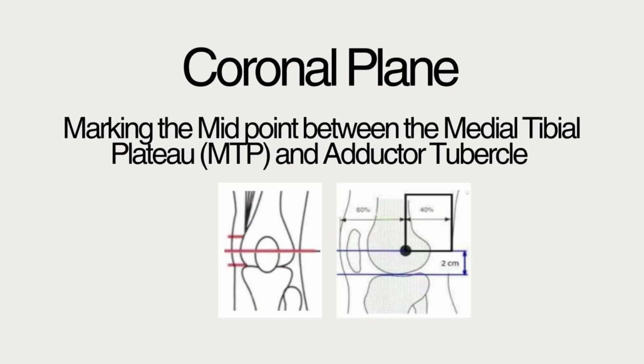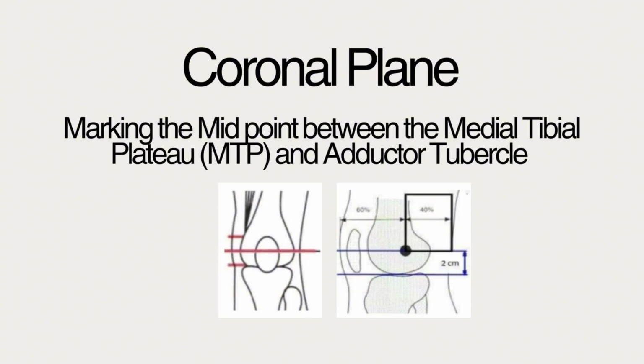On the coronal plane, you must find the location of the MTP, or medial tibial plateau, and also the adductor tubercle on the medial part. After you find them, you can mark. And the height of the knee joint is the bisection of the medial tibial plateau and the adductor tubercle of the femur at the medial side.